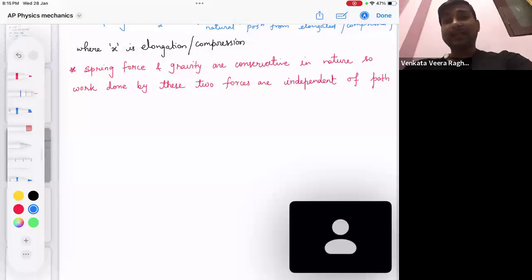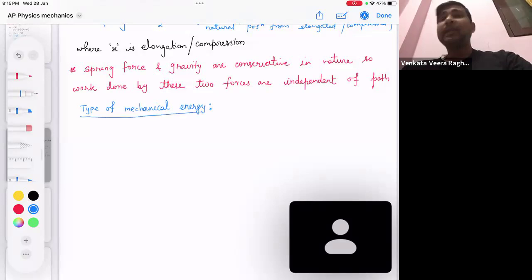Now, how do we apply this work done concept? That is applied in the work energy theorem. So to understand the work energy theorem, let's first try to understand the different types of energy. The energy we are talking about here is mechanical energy, not heat energy or internal energy. An object can have two types of mechanical energy. The first one is the kinetic energy.